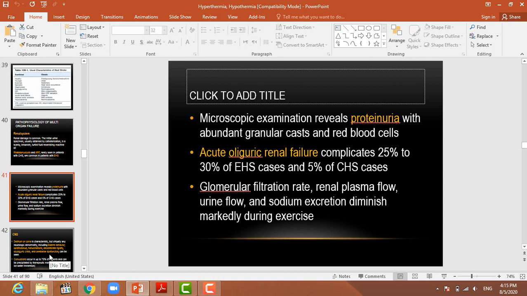Then in the kidney, when there is damage, it will lead to proteinuria, granular casts, and RBCs are present, and there is acute renal failure, which is known as acute oliguric failure. Oliguric means very little urine. The normal rate of urine production is not there. Then your GFR is reduced. All these things are leading to kidney damage.